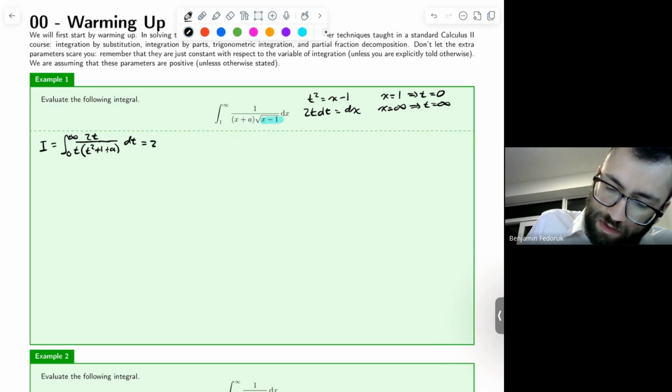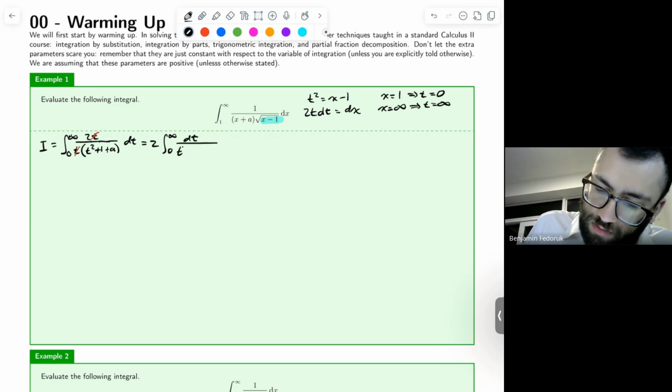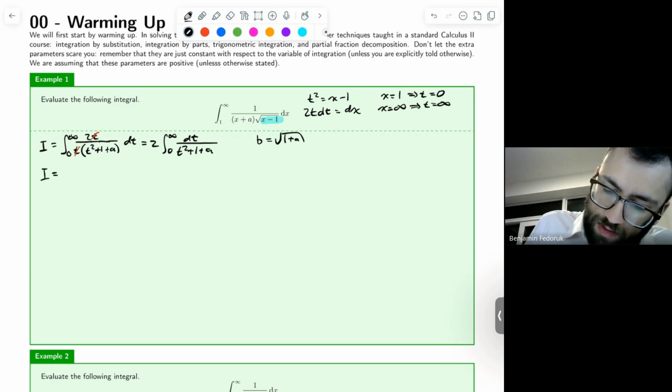I'll move some things around. So I'll pull the 2 outside. And I'll also cancel out the t on the top and bottom, so that we're just left with dt over t squared plus 1 plus a. And I'm going to do another sub. I'm going to let b equal the square root of 1 plus a. And so what we'll get then is that I is the integral from 0 to infinity, 2 times dt over t squared plus b squared.